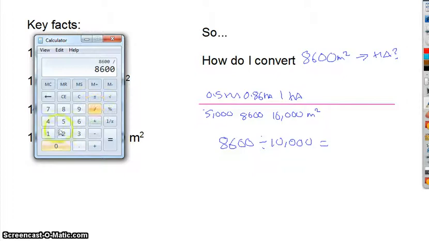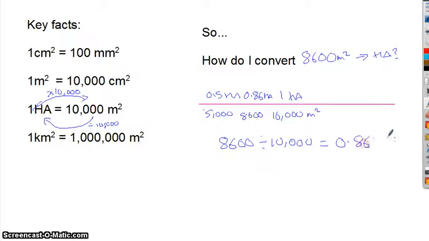So 8,600 divided by 10,000 equals, and again, could use our calculator to check, 8,600 divided by 10,000 is 0.86. That's 0.86. Let's not forget our units. We are measuring in hectares. That's what we were looking for. And you can see there the answer is the same as the one we came up with here.